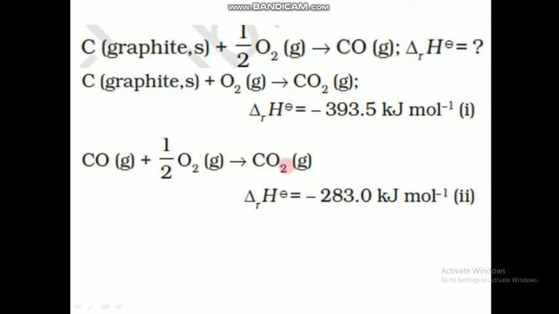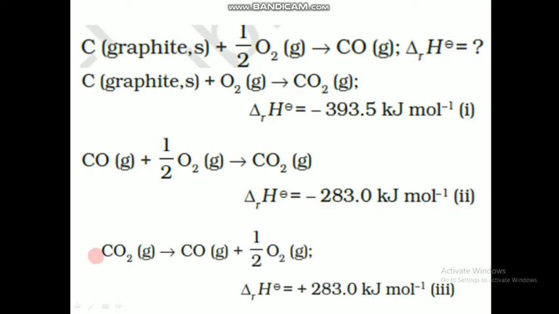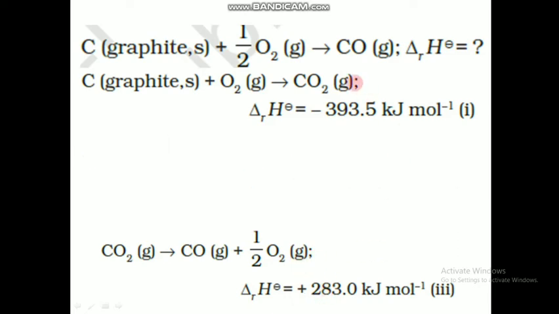With this equation, we can find out the enthalpy of reaction of CO formation. So if we reverse this reaction, then we will get the carbon monoxide on the product side, like how we want in this equation. When we reverse the equation, the sign of this particular enthalpy only will change. So reversing, we'll get CO2 gives CO plus half O2, and we will get the positive sign, which means it's an endothermic reaction. So these two equations are only needed for us.